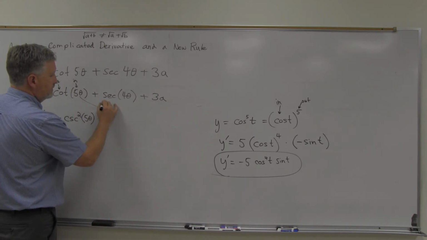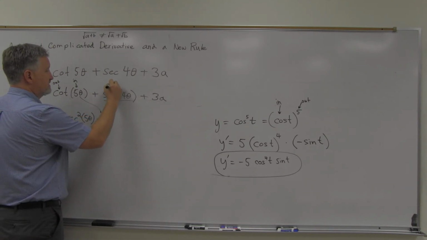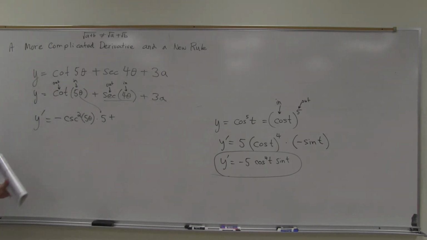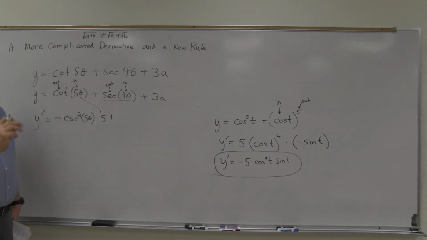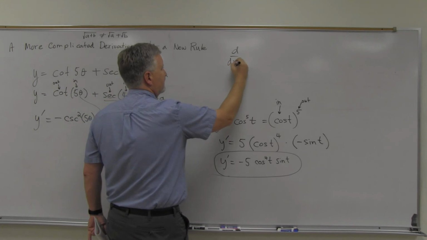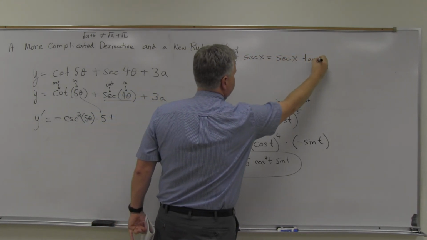All right, now we do our secant. This is important too, because of what happens. So this one's the same deal here. I've got the outside is the secant, the inside is the 4 theta. So I need to do the derivative of the outside and the derivative of the inside. The derivative of secant x is secant x tangent of x. So d/dx of secant x is secant x tangent x.